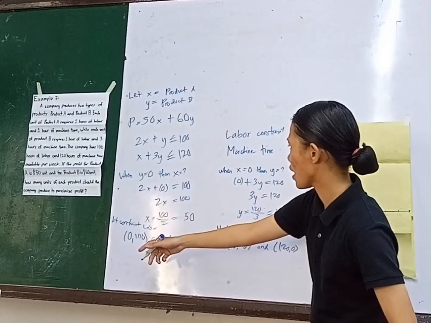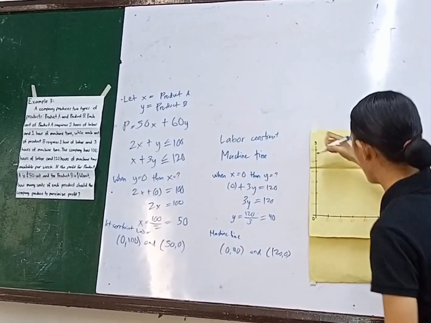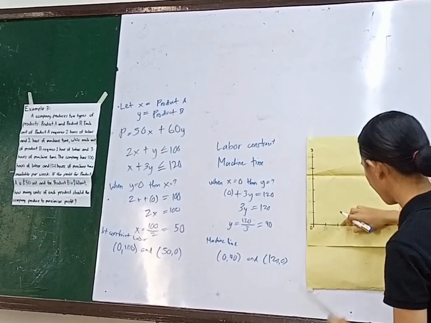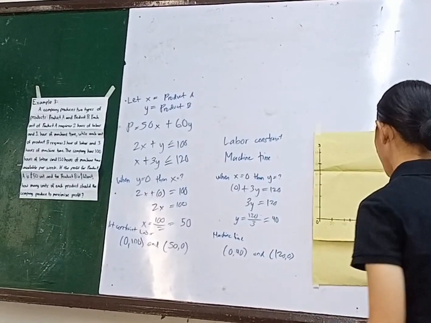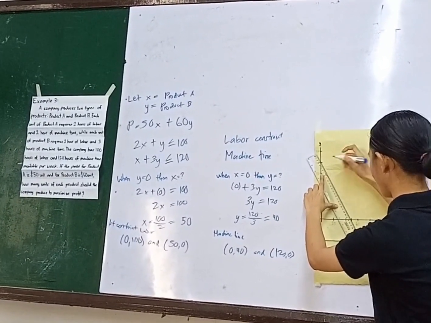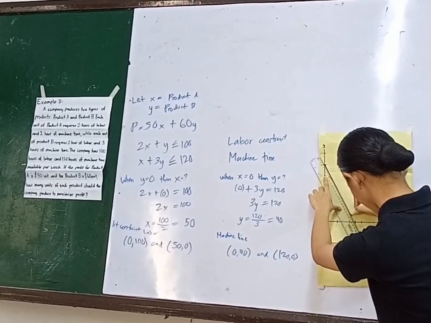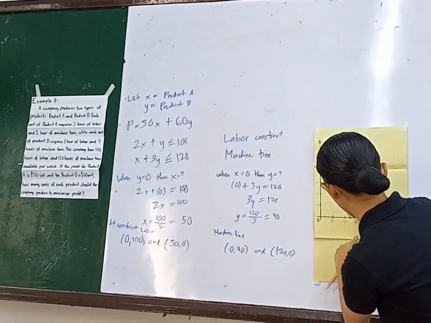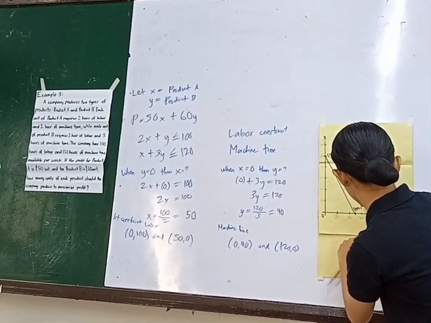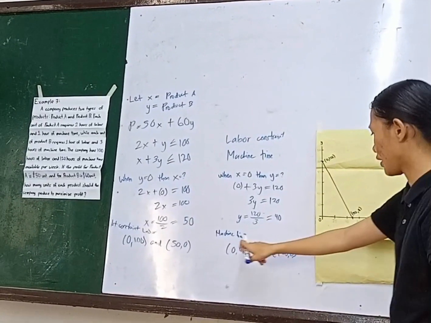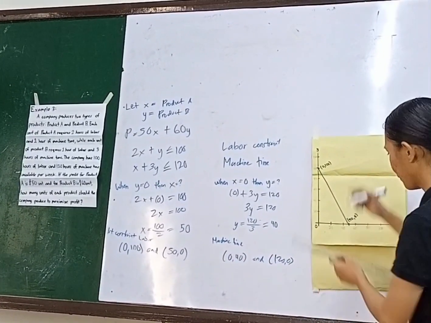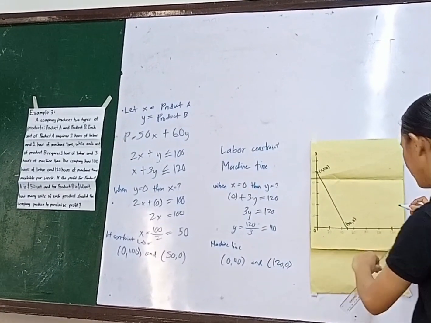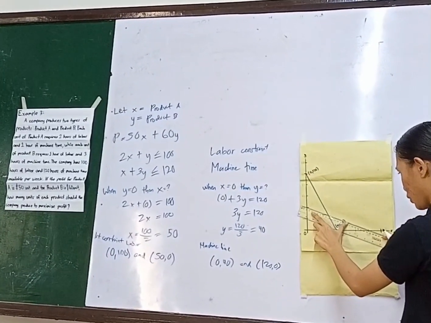So first, the y is 100 here, and 50 here. Then we mark 100. And then next is the machine time, 40 here and 120. So draw the line.